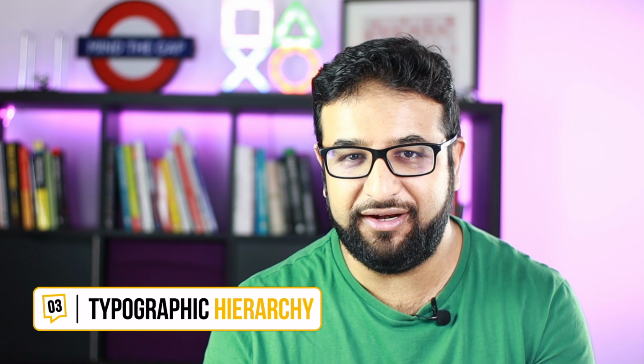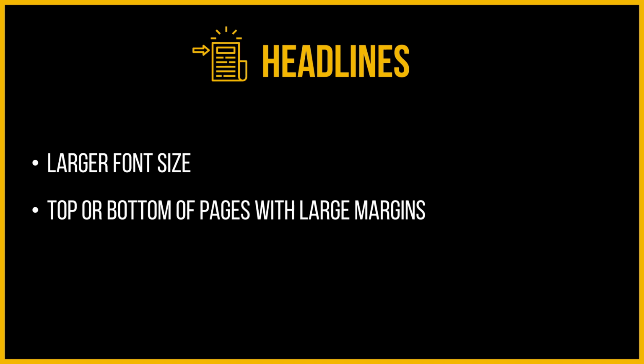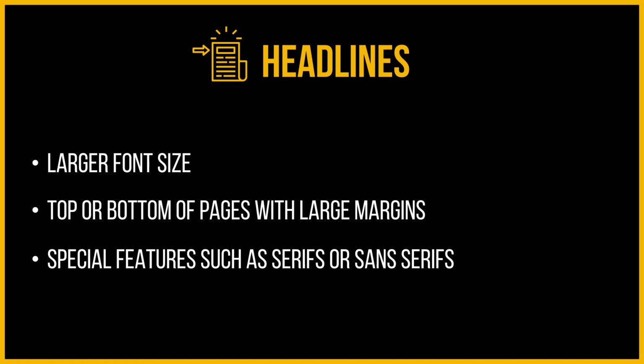Now let's look at typographic hierarchy. Typographic hierarchy includes different elements such as headlines, subheaders, body copy, call to action elements, etc. Each element has its own typography rule that determines how information is presented in design. For example, headlines. Headlines have a larger font size than any other types of copy. They usually appear at the bottom or top of the pages with large margins. Headline typefaces can also include special features such as serifs or sans serifs.